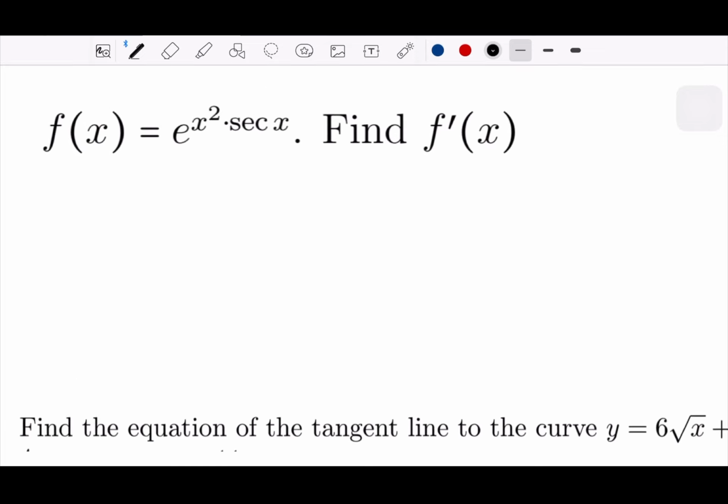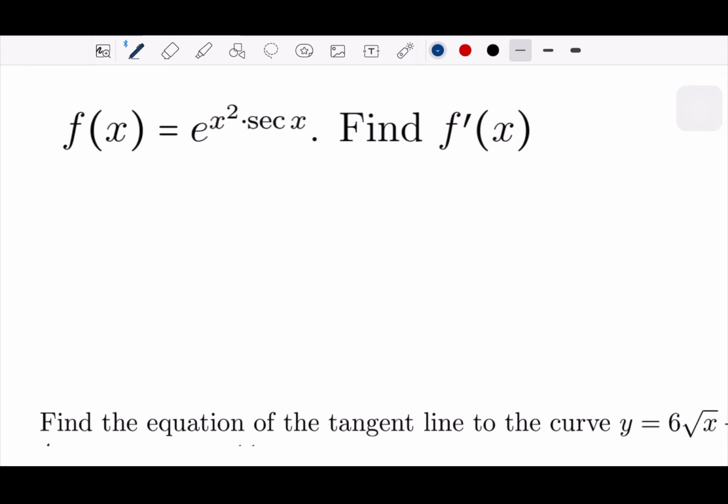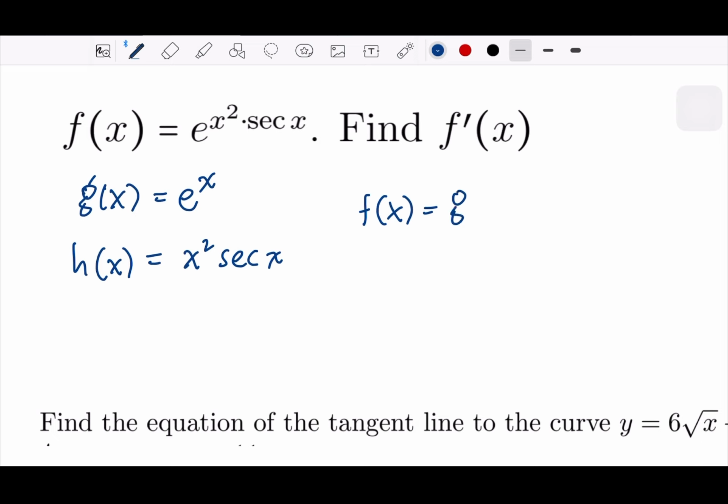Okay, for the first one, imagine you have a function g, let's say e to the x, and a function h, which is x squared secant x. You can think of f as actually g, or we say h of x inside of g, right? So what we are doing here is we are going to differentiate g.